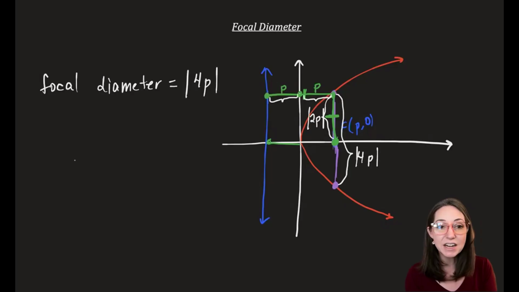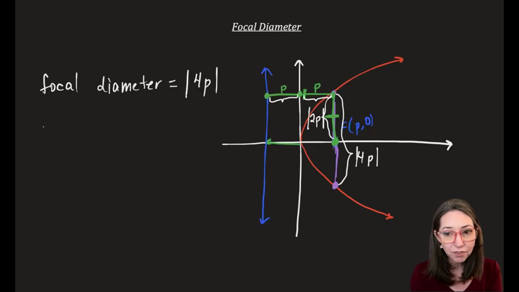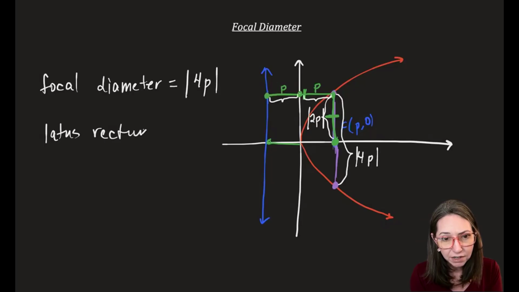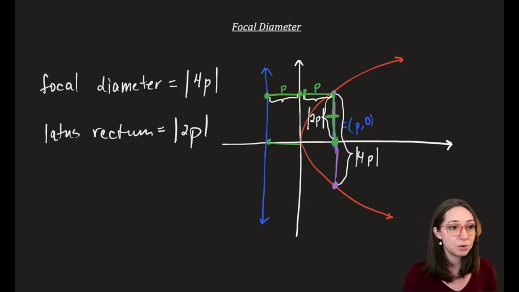And just as a side note, half of that, the distance from the focus to the parabola, is also called the latus rectum. If that is something you need to find, it's equal to the absolute value of 2p. That's the distance from there to there.